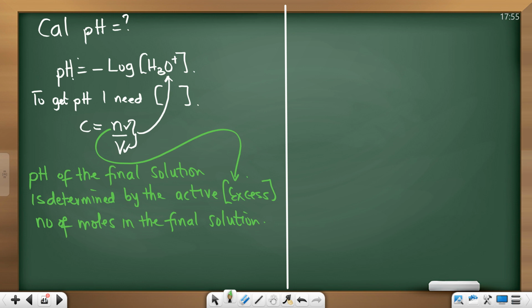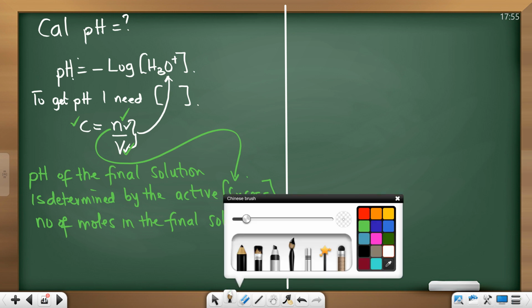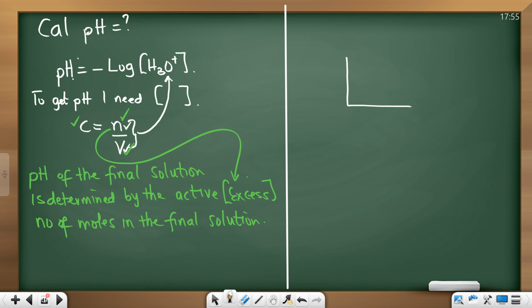So the whole idea is, now I know where to start from. Let's go and find the number of moles of the excess. Then we can find the total volume. Once we get that, we get the concentration. Game over. Your 7 marks is in the bag. So this is what we have.